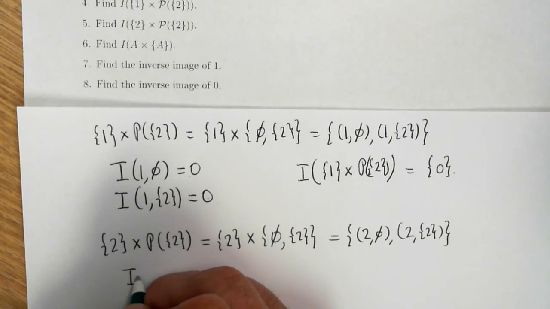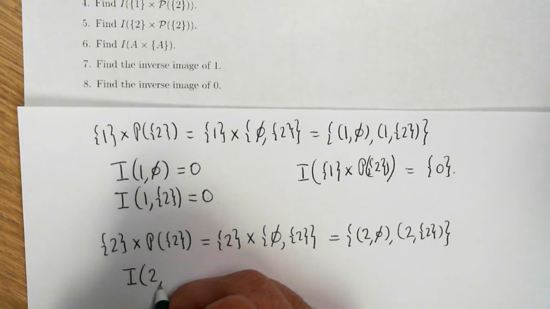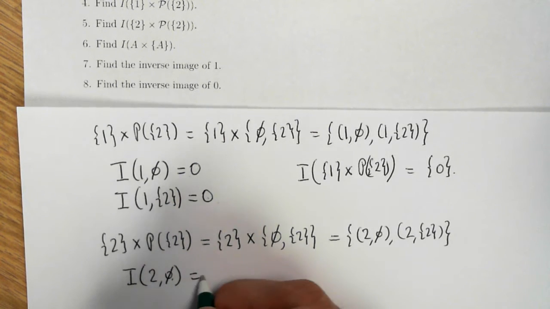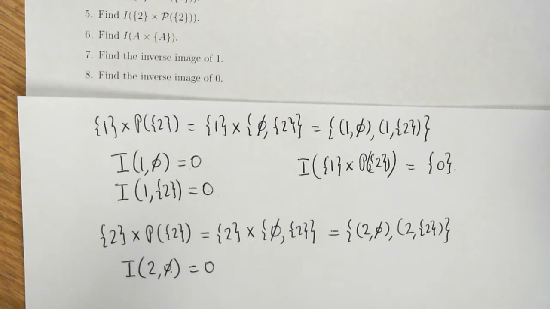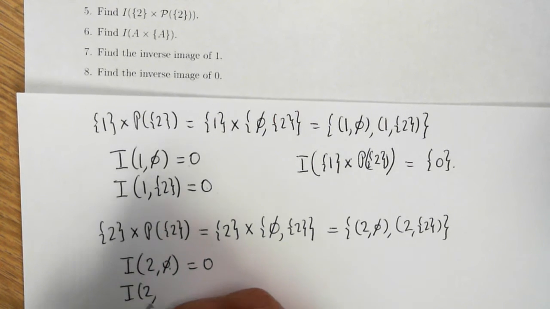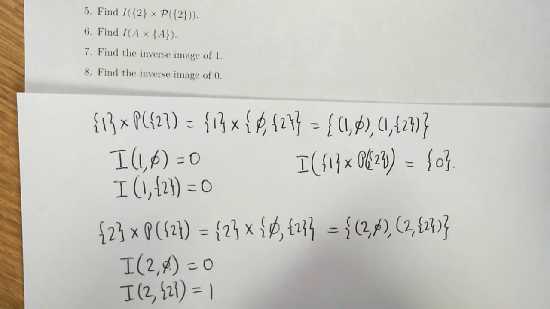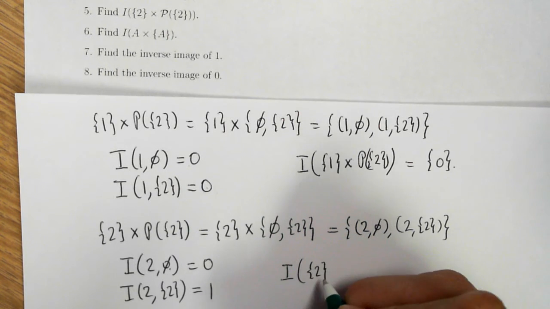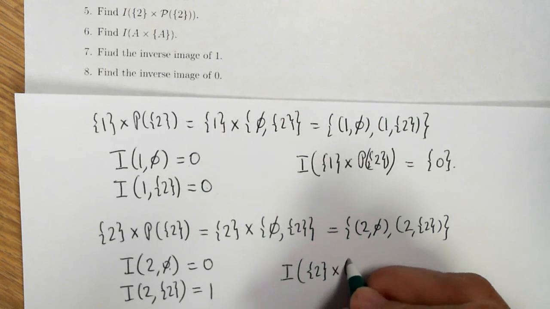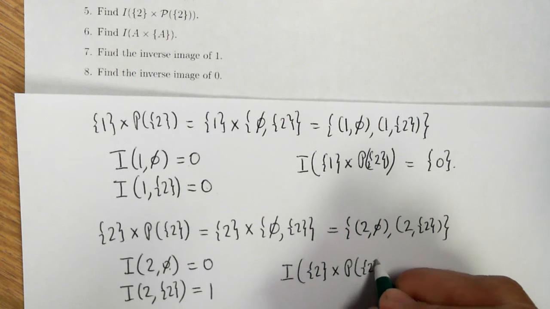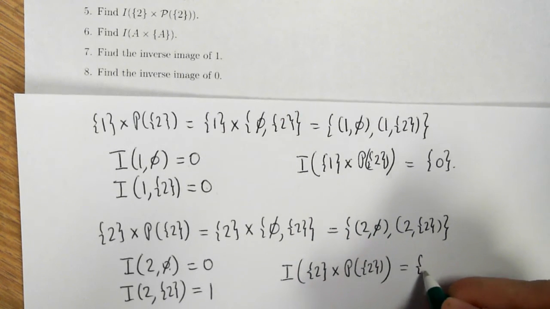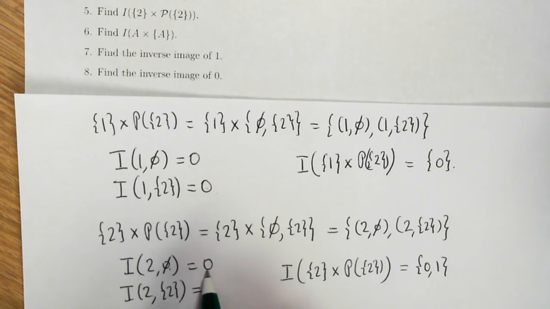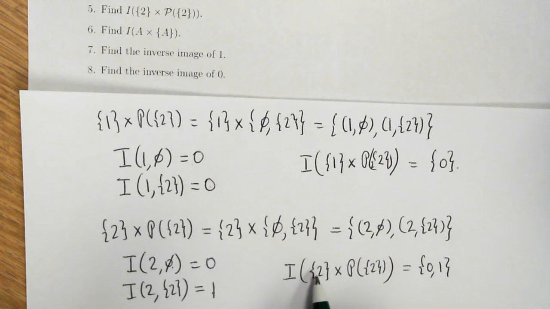Okay, I apply the function I to both of these. So I of (2, empty set), 2 is not an element of the empty set, so that's 0. 2 is an element of the set containing 2, so that's equal to 1. So therefore, I of the Cartesian product of the set containing 2 and the power set of the set containing 2 is equal to {0, 1}. Those are my possible answers, and so the image of this set would be the set of the possible answers.